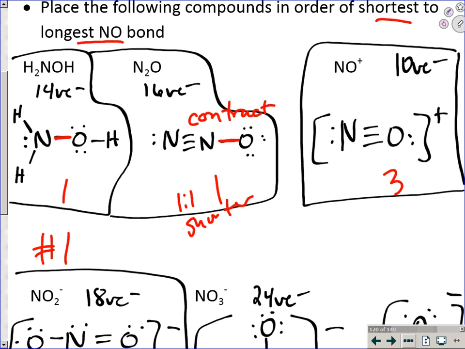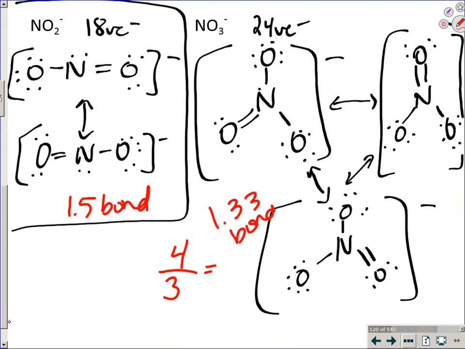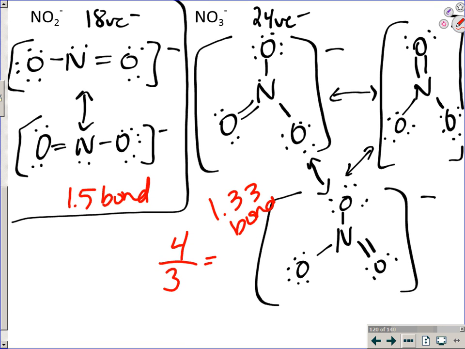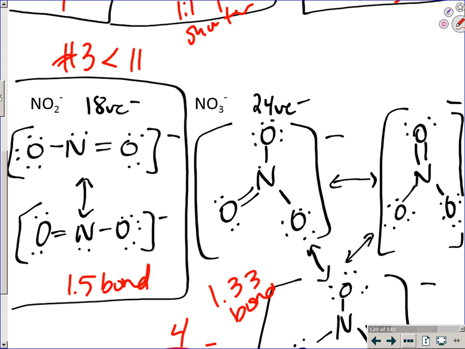Oh, sorry, we're going shortest to longest, my bad. Now, you're saying 3. Who's the shortest? 3, okay, because it's a triple. And then who's next longest? 4, because it was the 1.5, so it's not quite a double bond, but it's a little bit longer. So that's number 4. Okay, who's next? 5 is the 1.33 bond. Next.